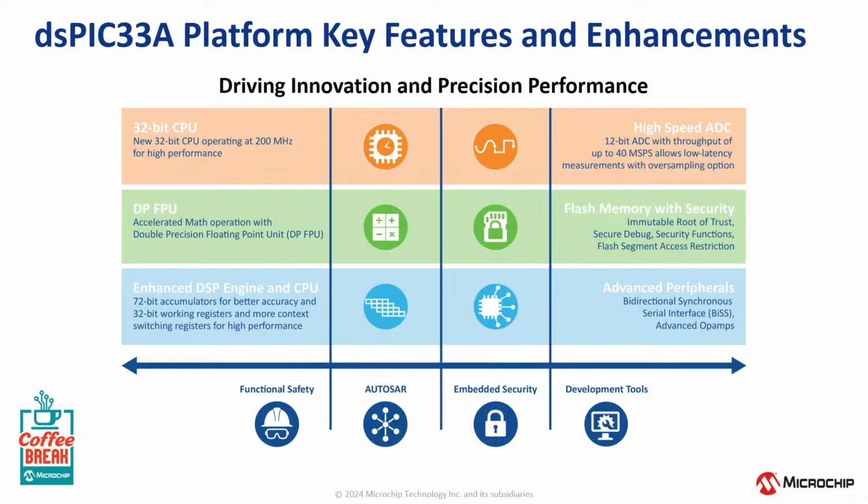So on top of that, we also did improvements on the DSP engine. The DSP engine of this 33A generation has two 72-bit accumulators, which improves the accuracy of the calculation and improves precision with faster math. And then we have a 32-bit working register for, again, better performance, and then additional context switch registers, which are very helpful during the interrupts. So again, lots of improvements on the CPU side.